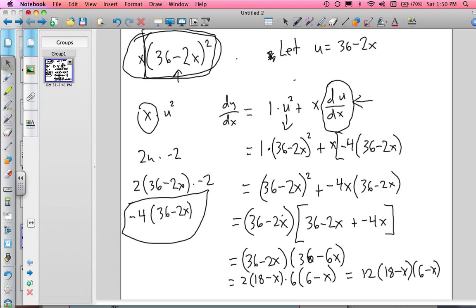Okay, so that should be an answer. I mean, there are other ways that it could be written. It could also be written as 12 times (x plus 18) times (x plus 6). But anyways, that would be the answer.